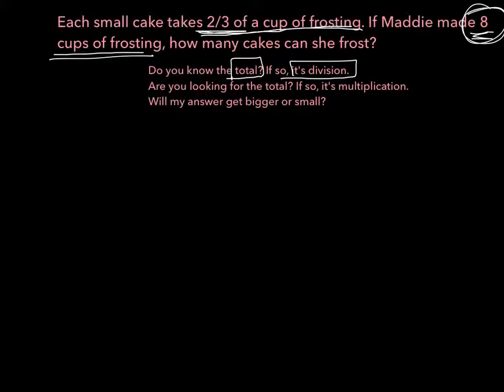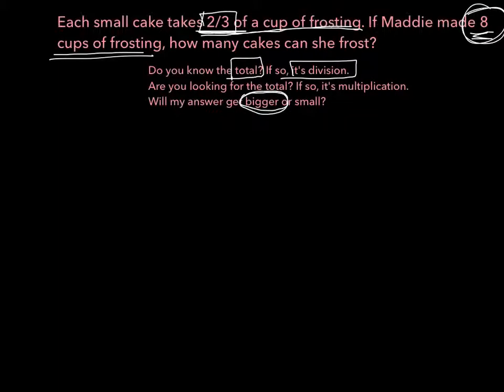So I'm going to ask myself, what is being cut in this problem, and is my answer going to get bigger or smaller? So I know that she has 8 cups of frosting, and if 1 full cup made a cake, she could make 8 cakes. But she's only going to use 2/3 of each cup, so she's going to have leftovers, and she can use those leftovers to make more cakes. So she should be able to make more than 8 cakes, so my answer should be getting bigger.